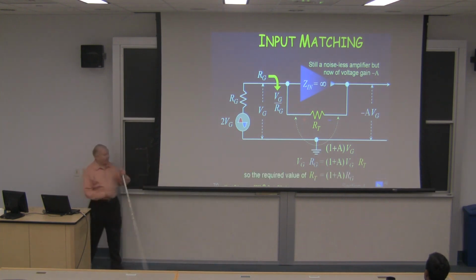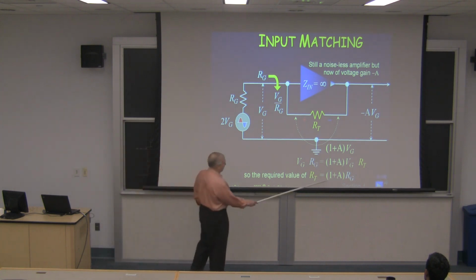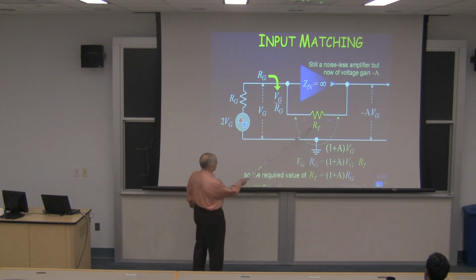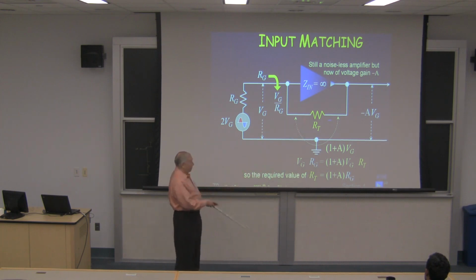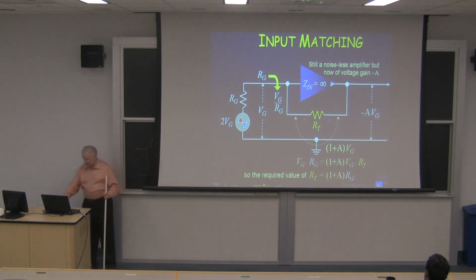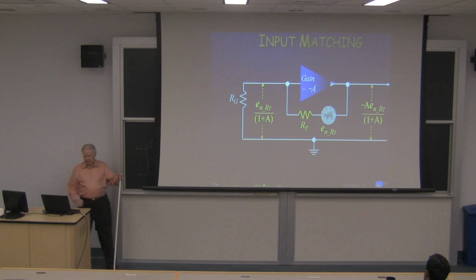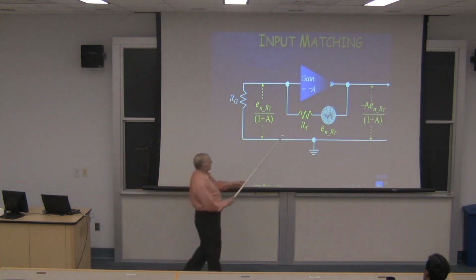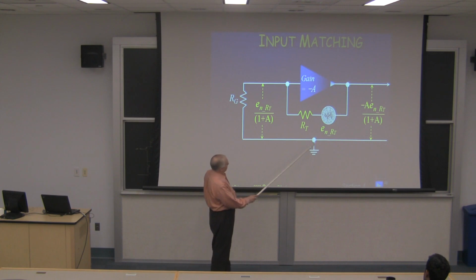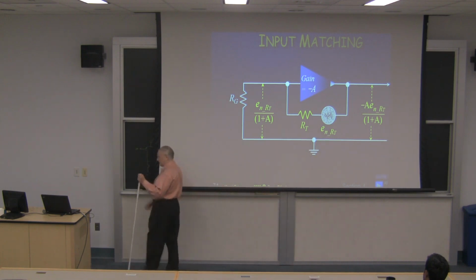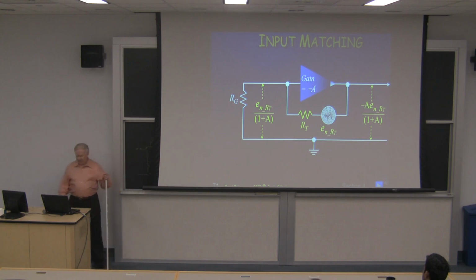So the required value of RT is easily calculated. It's simply (1 plus A) times Rg. So, as we've already said, the higher the gain, the higher this feedback resistance is going to be. But what's important is what happens to the noise. Let's see if we can get to that step. So the first thing I do is I say, let's consider the noise of this resistor. It is easily asserted because we know the value of the resistor, and we put it in here as a noise generator, and equate it to root 4kTB.